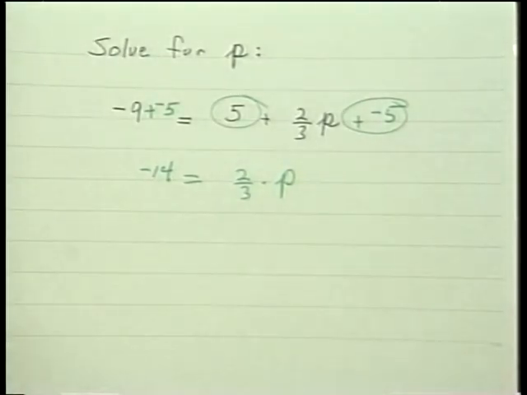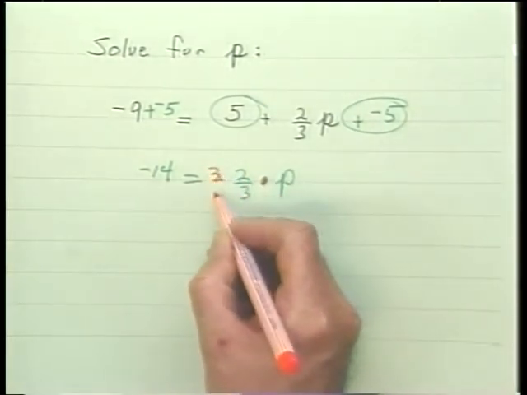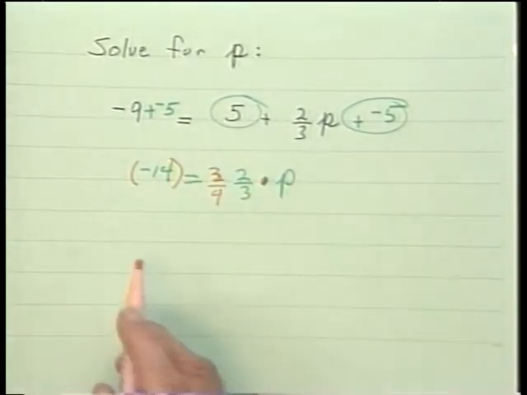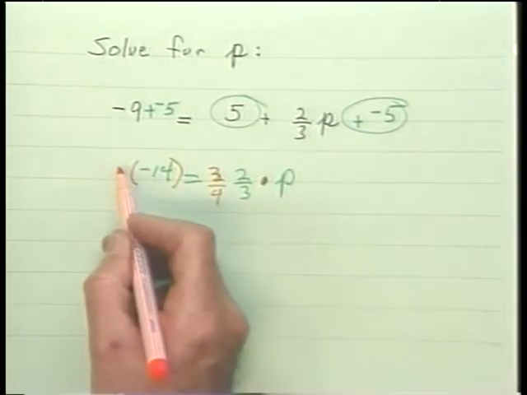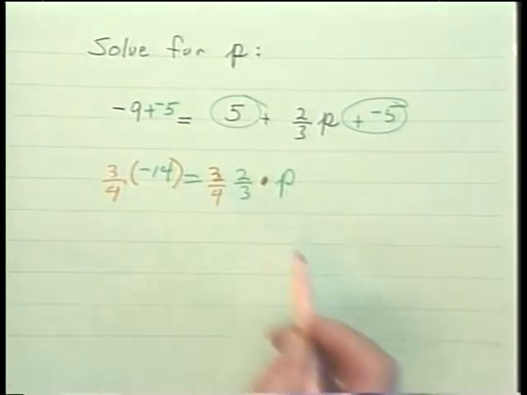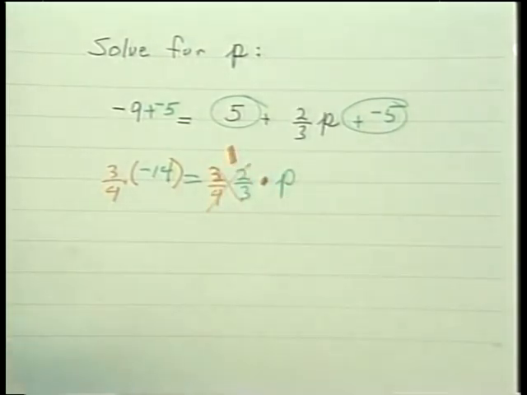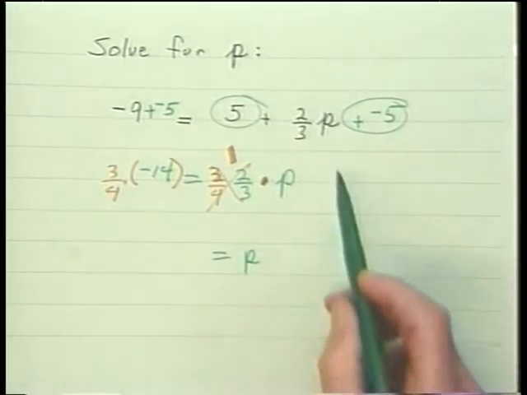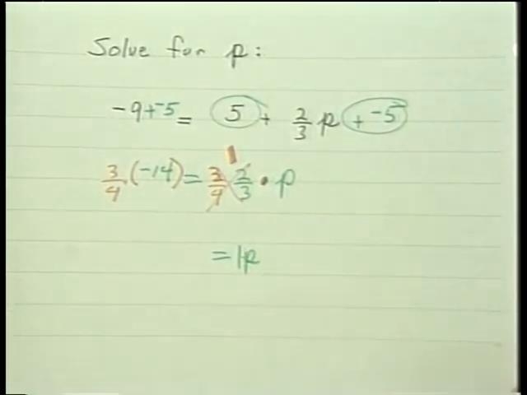Now we wish to undo this multiplication. So we multiply both sides by the reciprocal of that fraction, enclosing this one in parentheses so I don't mistake that for a subtraction because it is a negative number. This gives me 1p by the reciprocal law of fractions. So my game has been won. I have this side transformed to 1 times p.